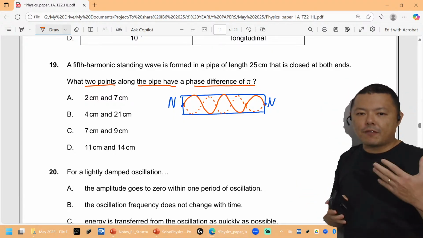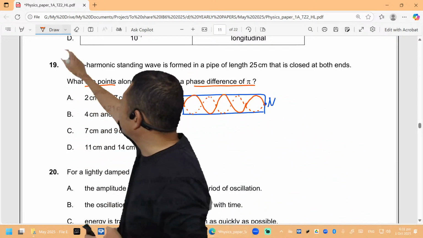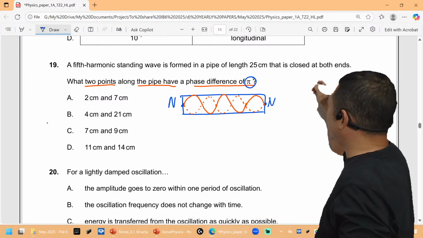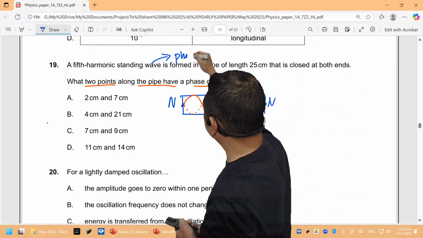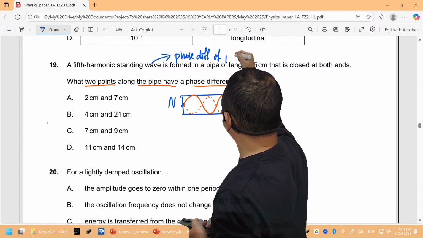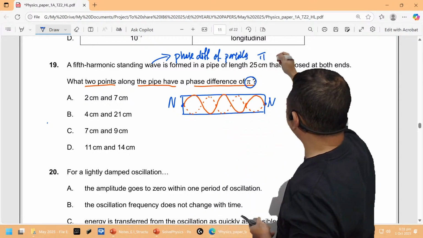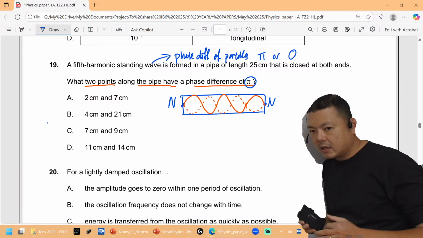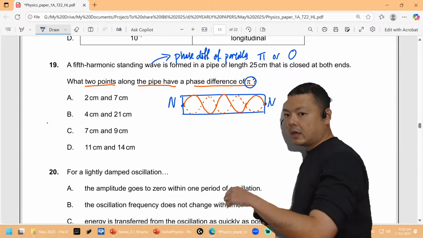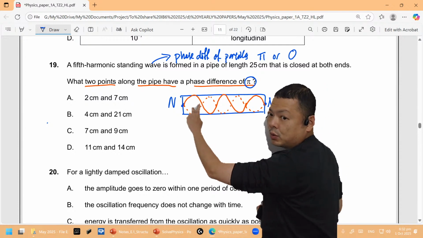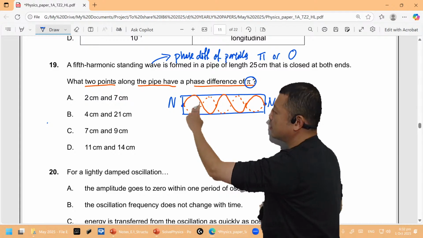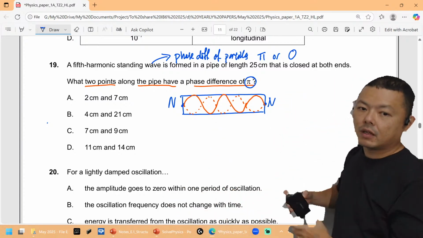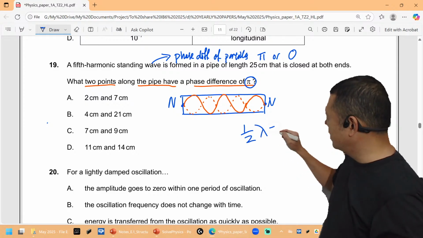So for standing waves, what kind of phase difference do we have? How many kinds of phase difference do we have for standing waves? Only 2 kinds, right? It's either pi radians or 0. For standing waves, the phase difference of particles, there's only 2 kinds. You know why? If you have 2 particles on the same section between 2 nodes, what phase difference do they have? 0. If one is on this side and another on that side, then it's pi, right? So your job here is to find the length of half a wavelength. Half lambda is how much?